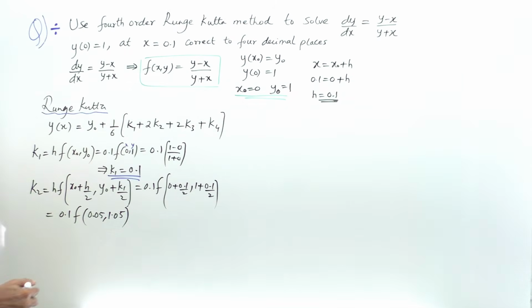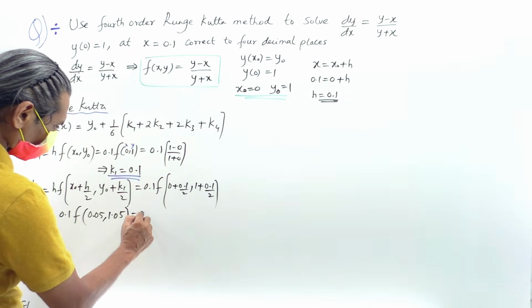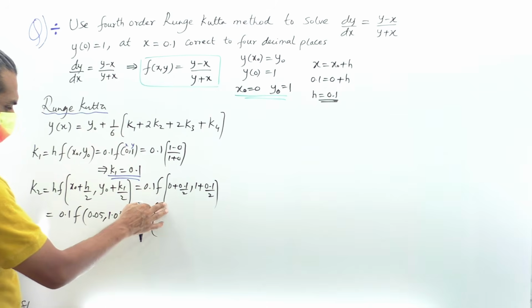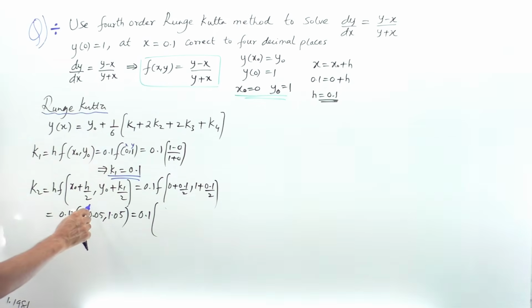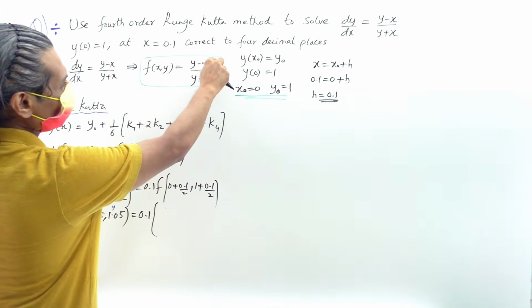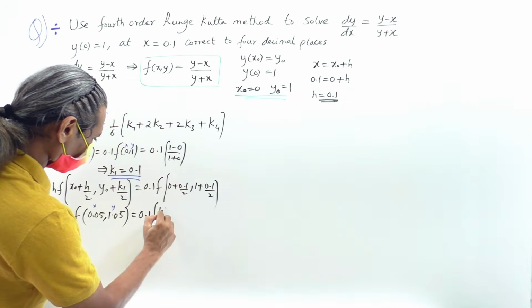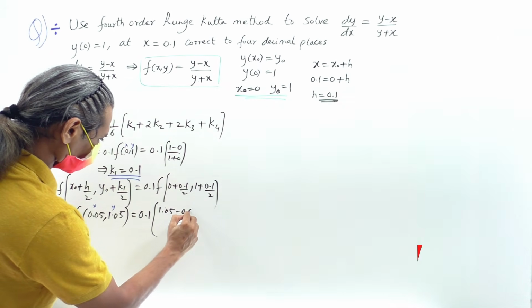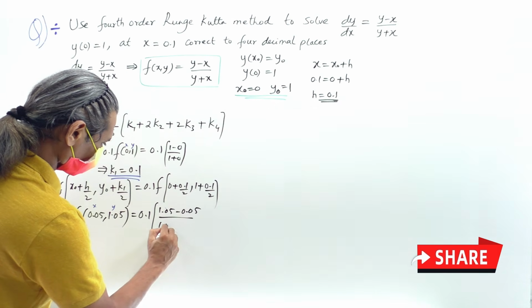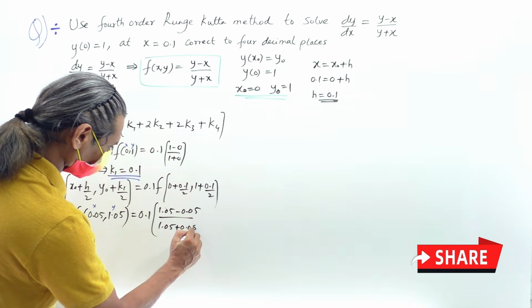Now this is x and y, so this will be again 0.1 into f of, see, this is x, this is y, so you put them in the function: y minus x over y plus x, so y is 1.05 minus 0.05 over 1.05 plus 0.05.